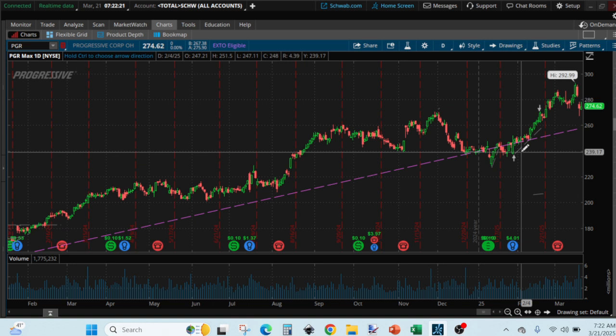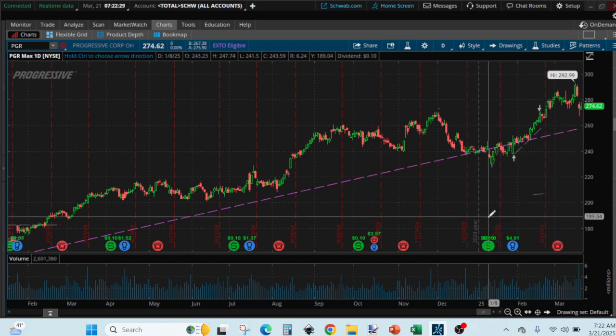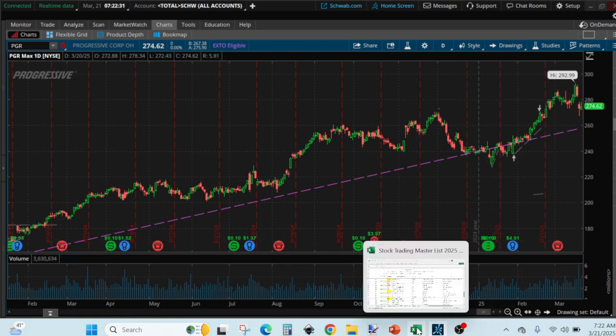But again, it's not written in stone. You have to be flexible, changing the rule based on the situation you have in front of you, based on the stocks, based on when you enter the trade, and so forth.